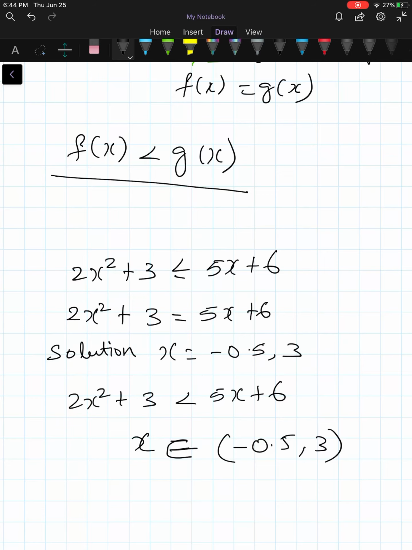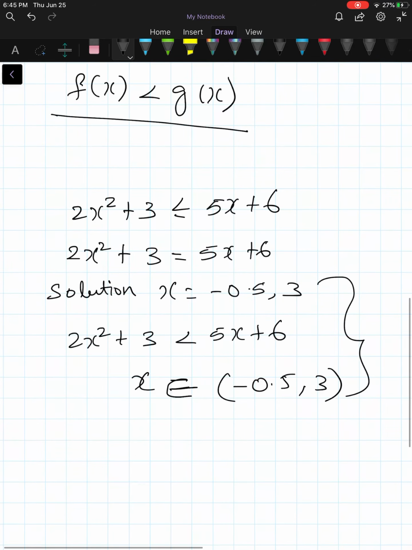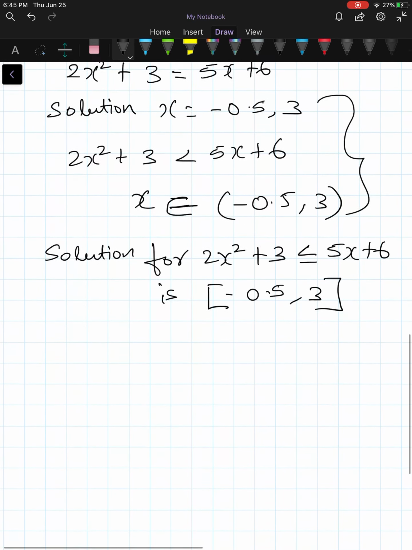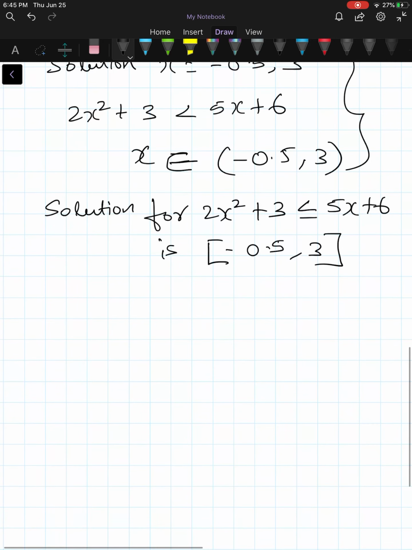Correct? So combining these two, we can write the solution for 2x square plus 3 less than or equal to 5x plus 6 is closed interval 0.5 comma closed interval 3. Correct? So similarly, if you are asked to find out the solution for this inequality, that is 2x square plus 3 greater than 5x plus 6.